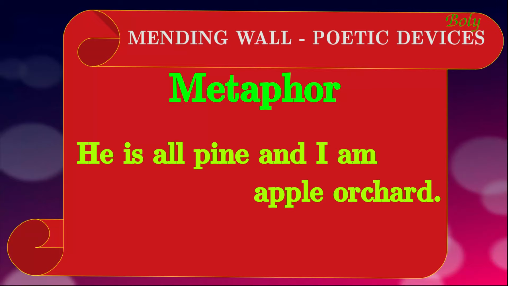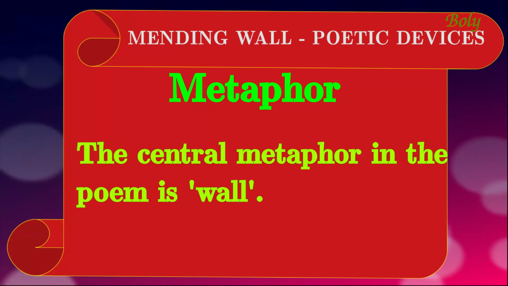Another example is, he is all pine and I am apple orchard. We know that the poet's neighbor is not pine, but he has a pine field. And the poet says he is apple orchard. We know that the poet is not an apple orchard, but he has an apple orchard. Again, we can see the central metaphor in the poem, a wall. Actually, the wall represents divisions or separations among people.